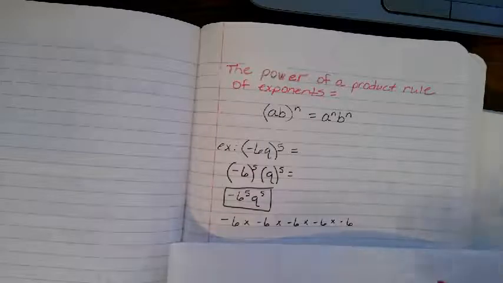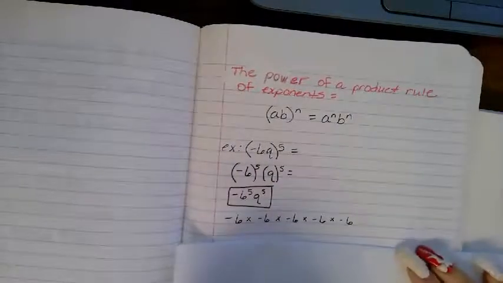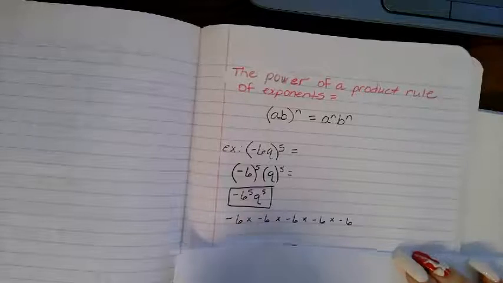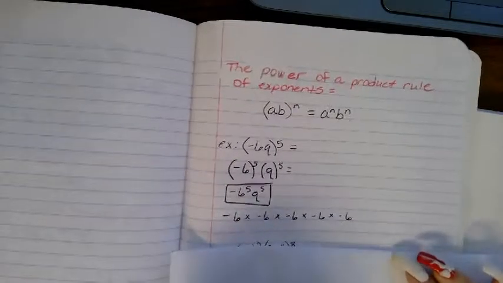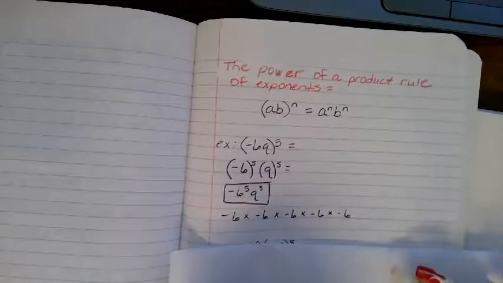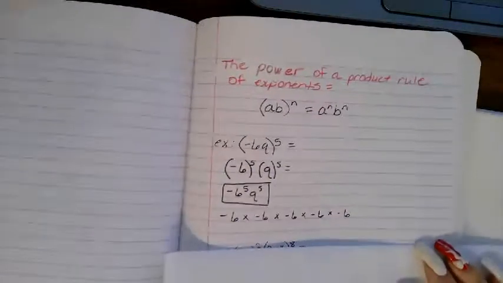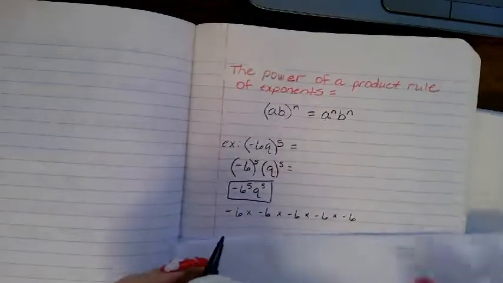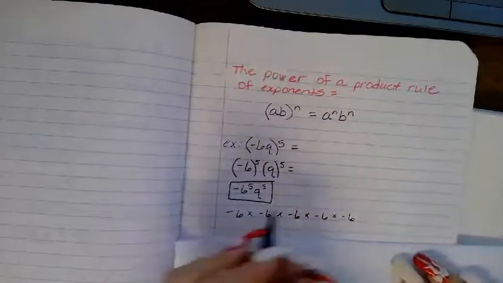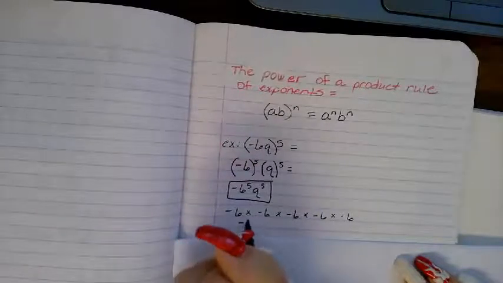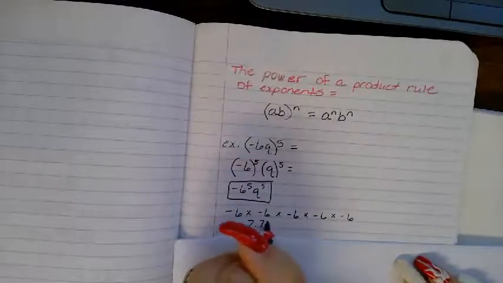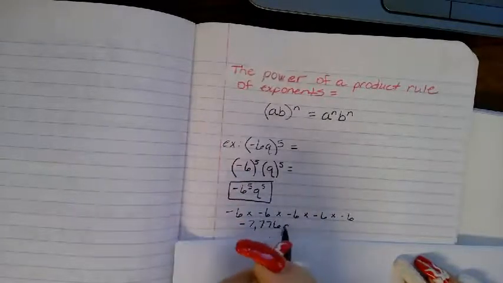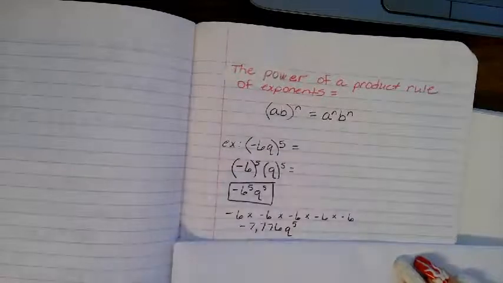So yes, Anise. I usually don't even consider the negative on the calculator. I just do the number part, and then think about whether it's going to be negative or positive. So if we did that, guys, we're going to get, like Anise said, negative 7,776, and then q to the 5th.